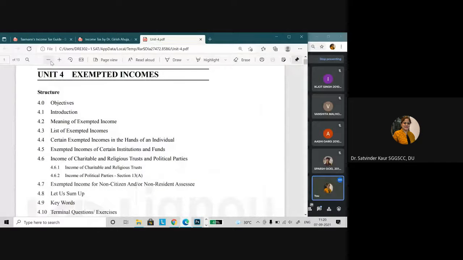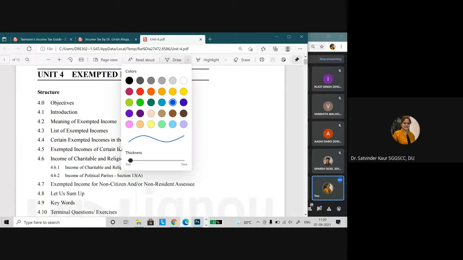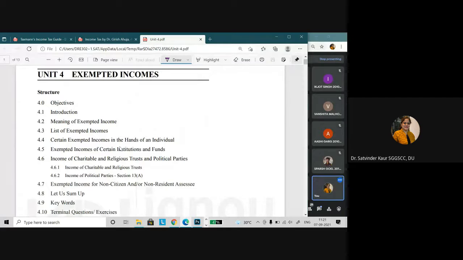So next section is the exempted incomes. Yes, ma'am. Okay. When we talk about the exempted income, what we have to understand is that whenever we are talking about the income, then this income will be taxable when it is more than the maximum exemption limit, right?